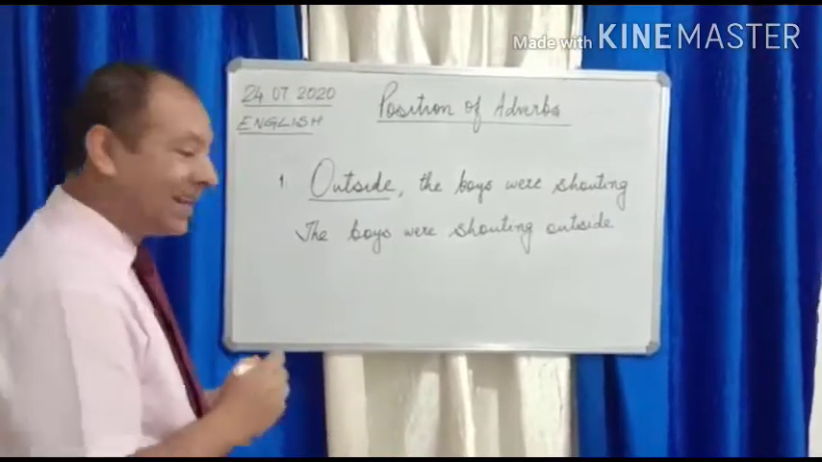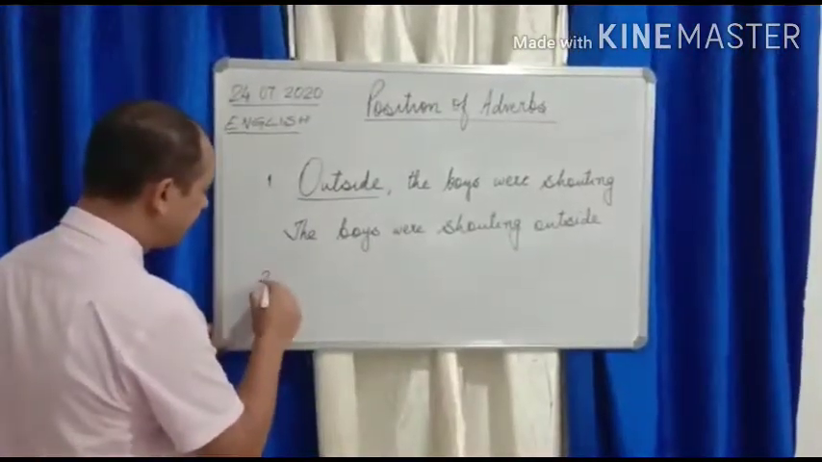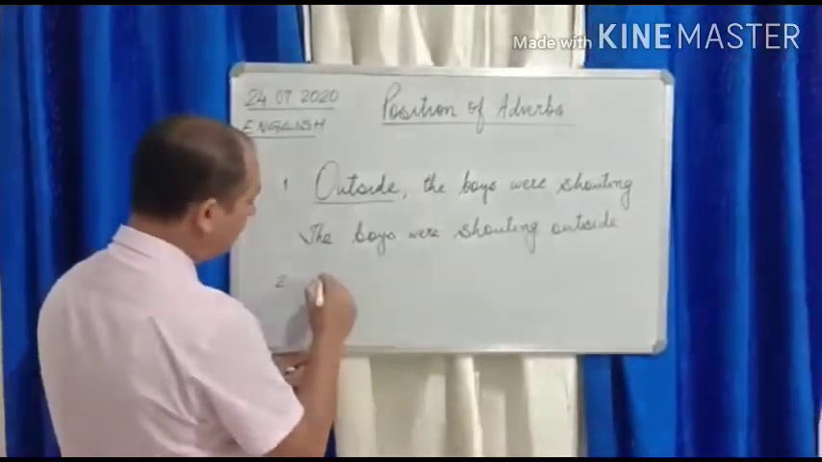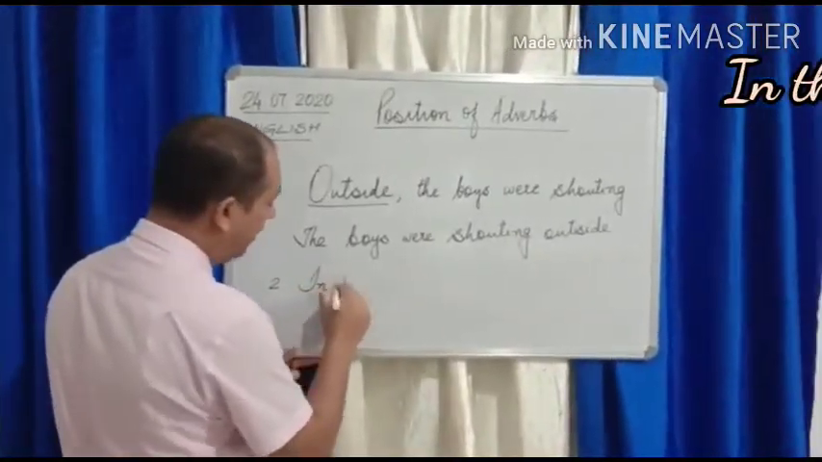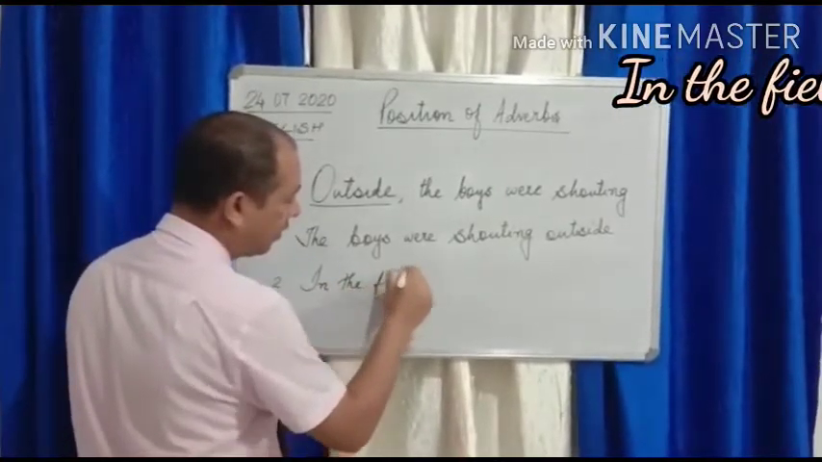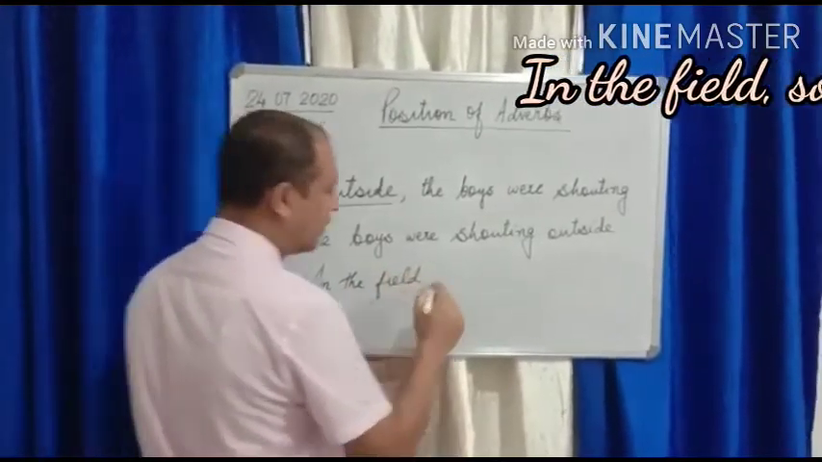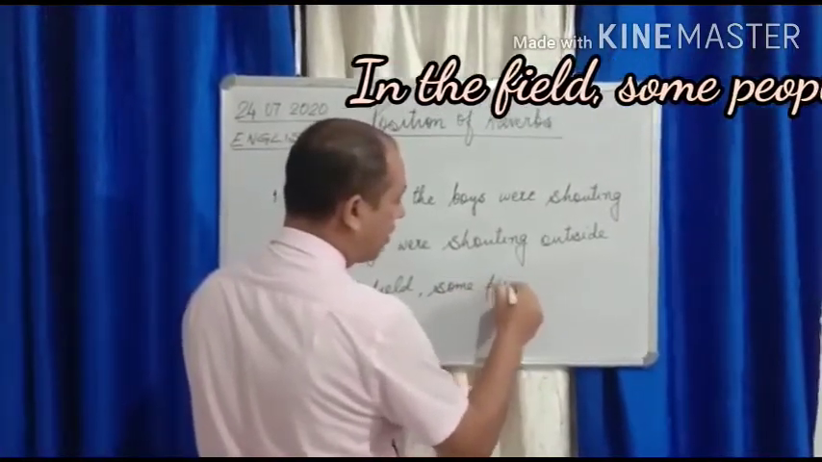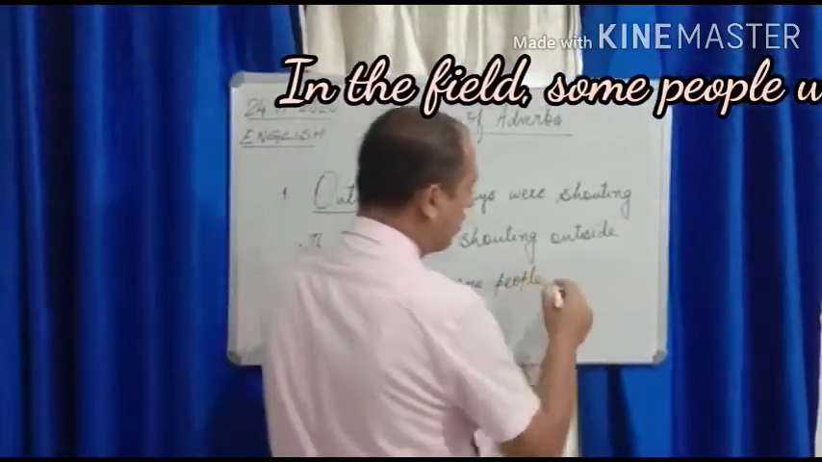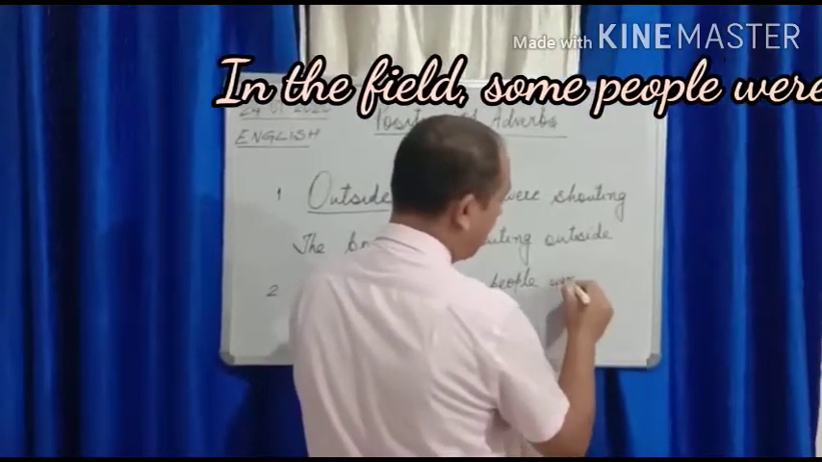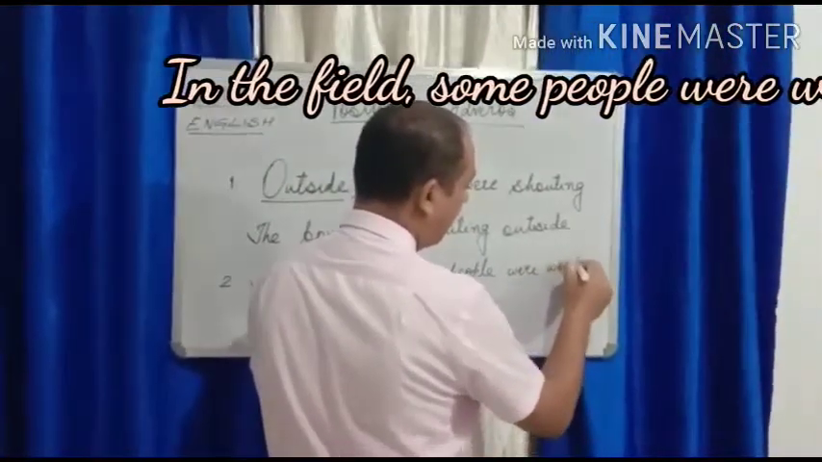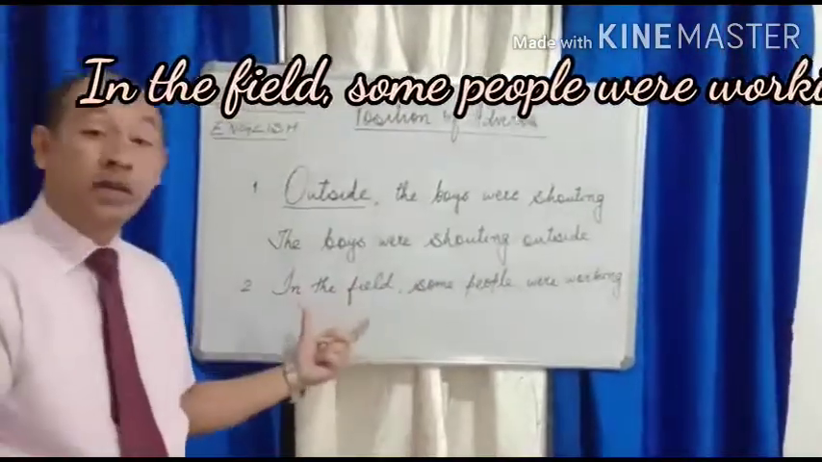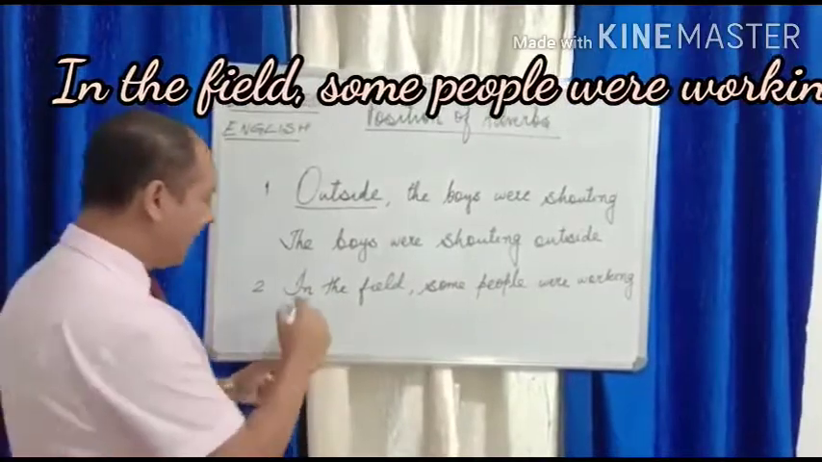Moving on to the second example, showing you the position of the adverb. In the field, some people were working. Right? Here, the position of the adverb is in the beginning of the sentence.